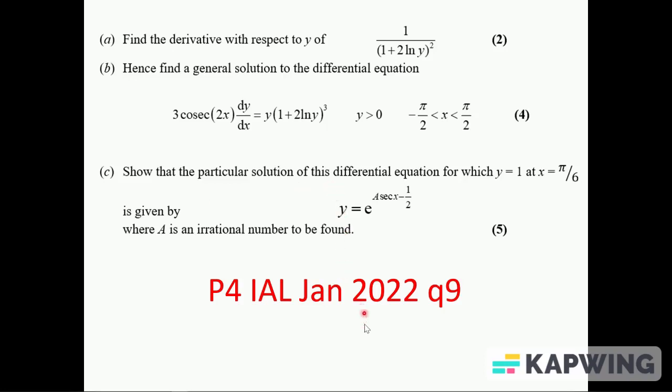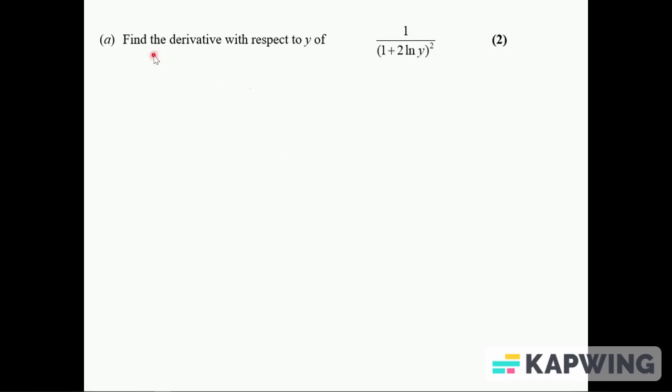Right, P4 International A-Level, Jan 2022, question 9, the last one on the paper. I thought it was a bit tricky actually. Find the derivative, so differentiate this in terms of y, use it to find a general solution to this differential equation. Then we've got some initial conditions here, so we're going to find out what the plus c is, and we're going to rearrange it into this form, where the a is an irrational number to be found. There we go. Find the derivative.